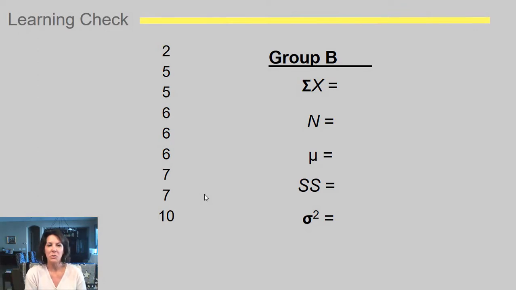What I'd like you to do is write these numbers down on a piece of paper and write down the symbols on the right, because this will tell us exactly what we need to do to find our variance for this population of scores. Pause the computer and then come back.